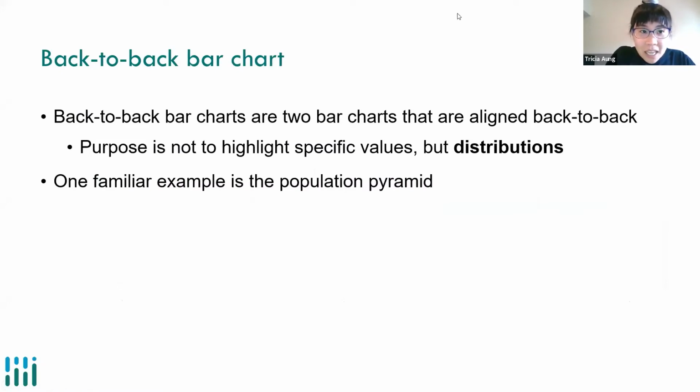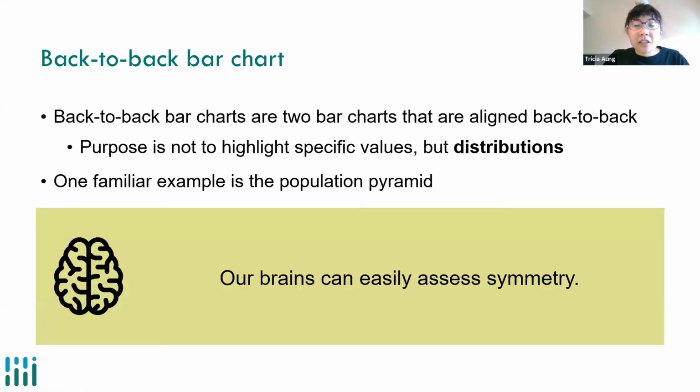So we're moving on from dot plots to the back-to-back bar chart. You might have seen a back-to-back bar chart in a population pyramid, and the purpose of a back-to-back bar chart is to highlight distribution and also think of symmetry. And why this is a good strategy is our brains are tuned into symmetry.